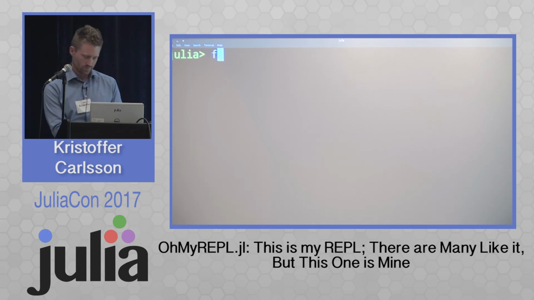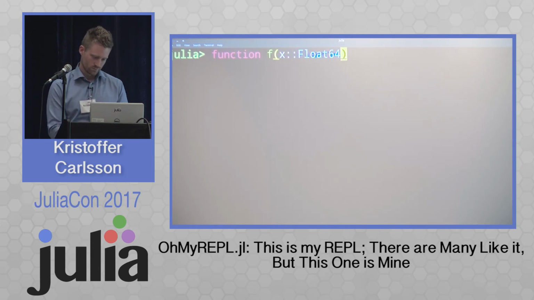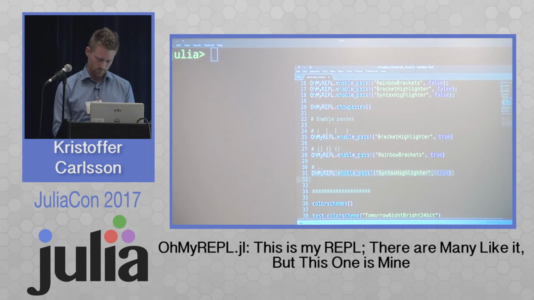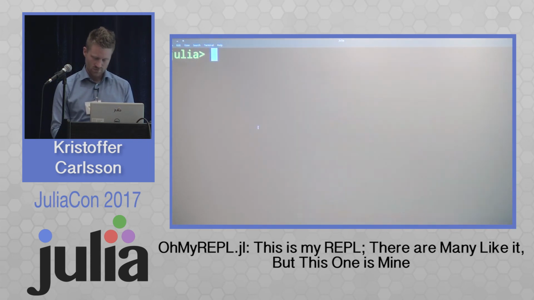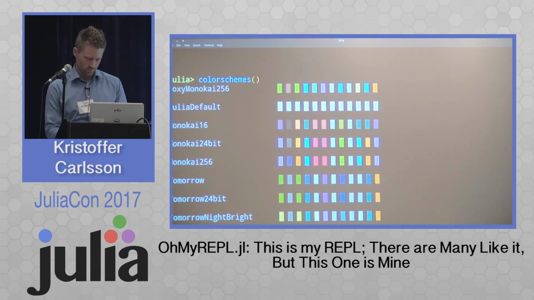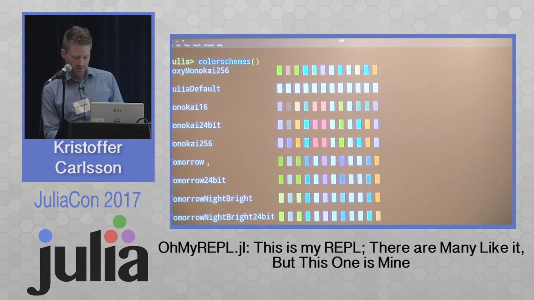So now if I write some function, something like this, you can see that there's syntax highlighting active. And just to type some random things, you can have symbols and strings like that. And there are a few color schemes implemented. The reason why there are so many is that I have a separate color scheme if you support 16 colors, if you support 256 colors, or if the terminal supports 24-bit colors.